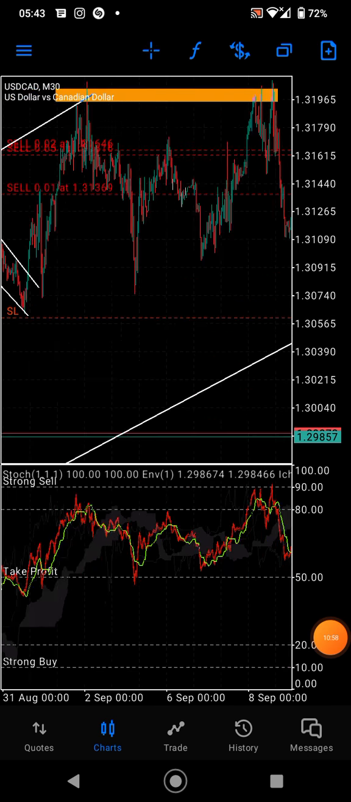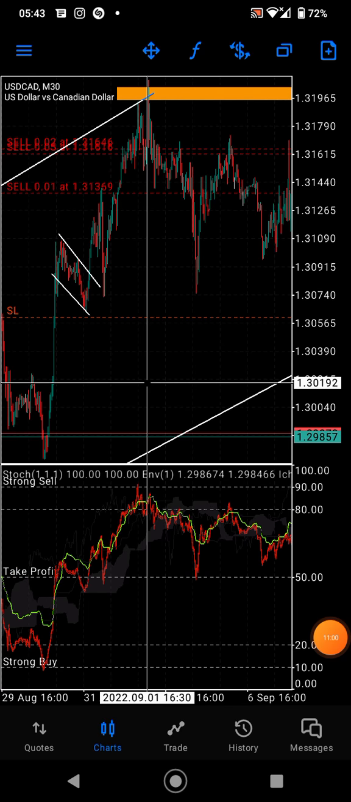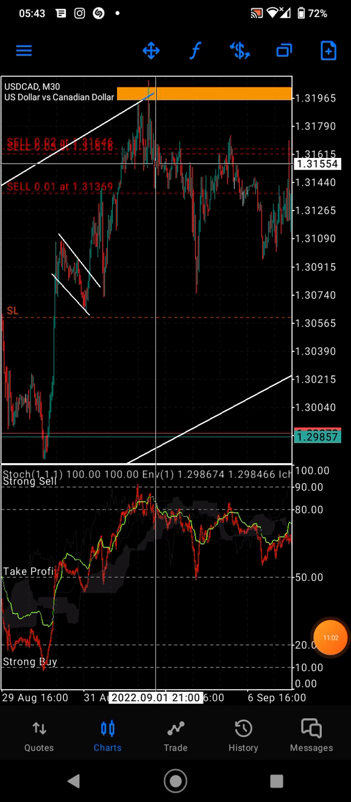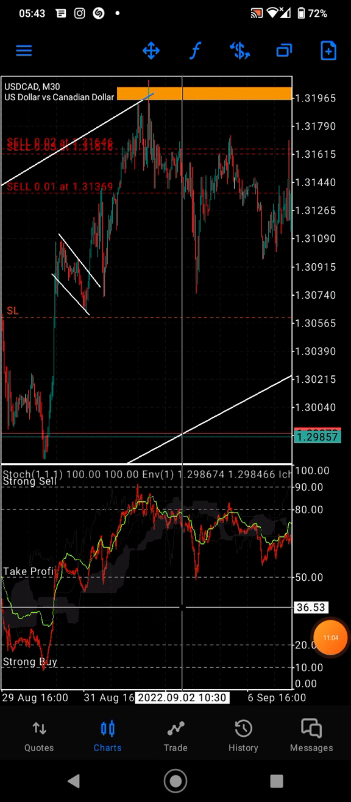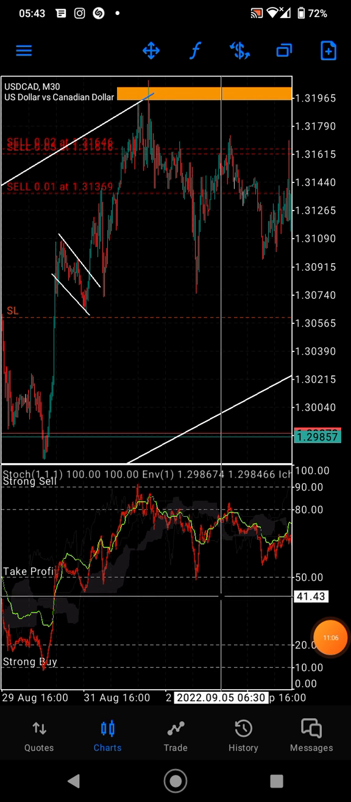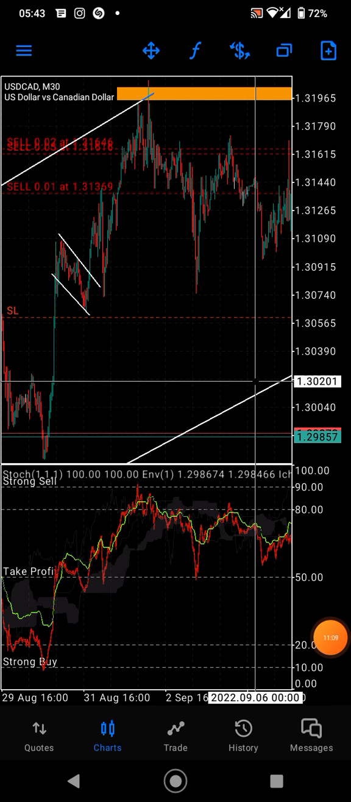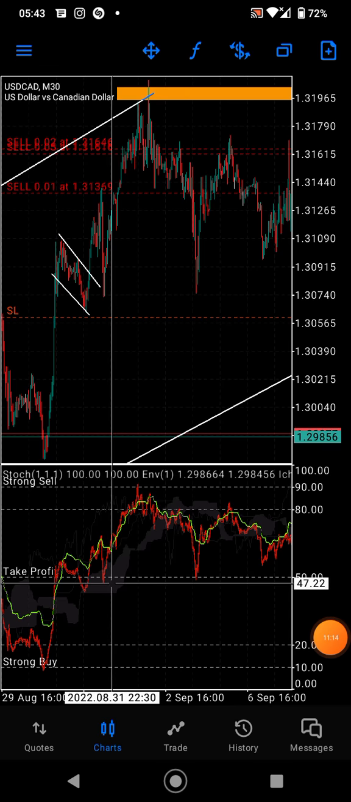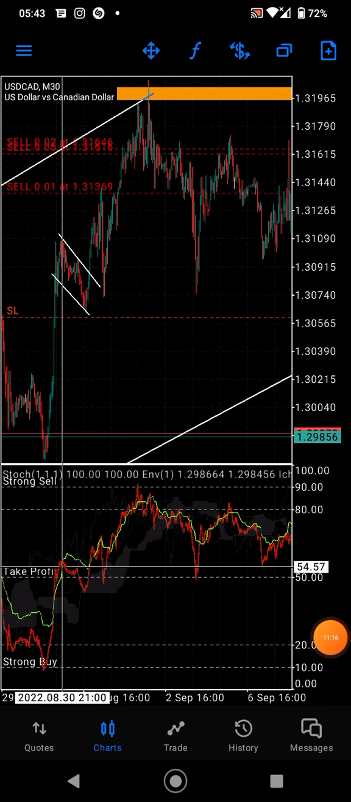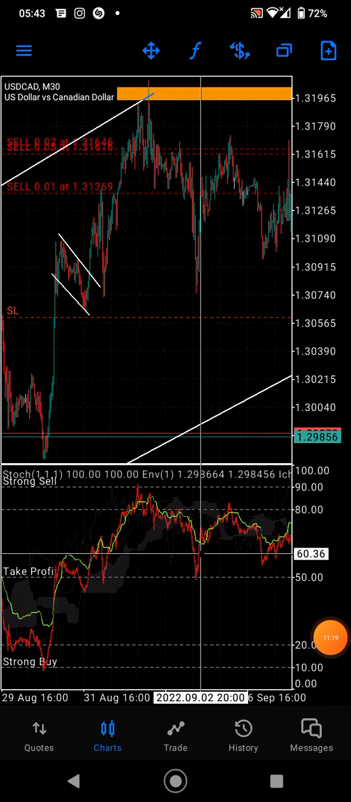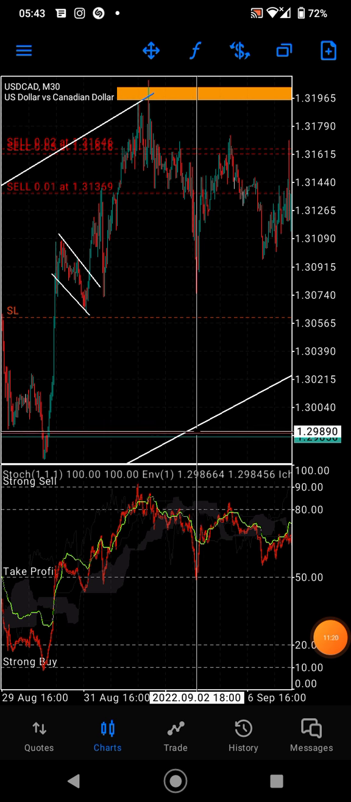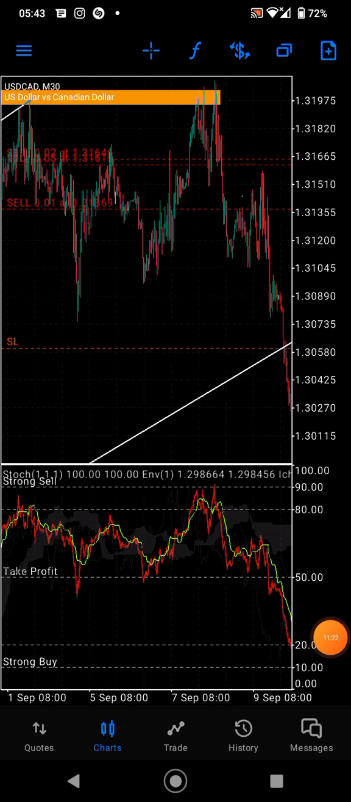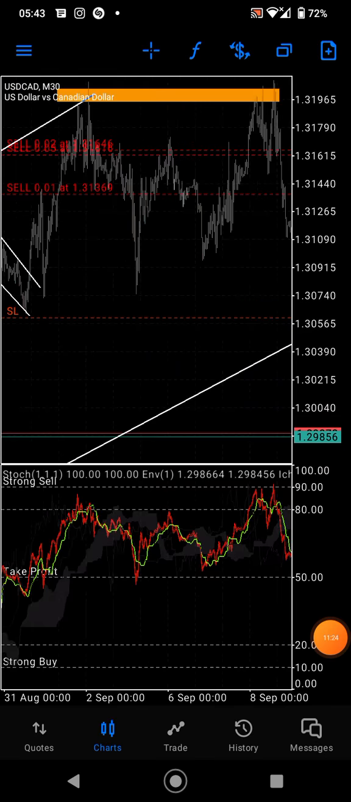If you had opened your trade here, you could have taken profit. That's why I advise people to take profit at 50 right here. 50 is supposed to be your take profit. To avoid your accounts getting blown, just take a profit at 50 and head out. That's all you need.